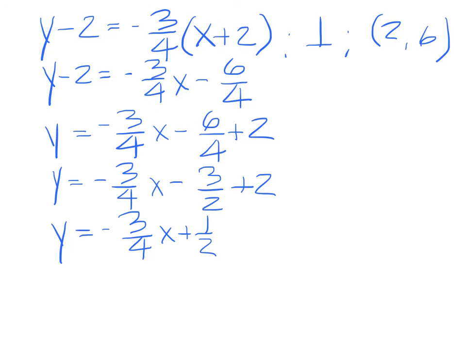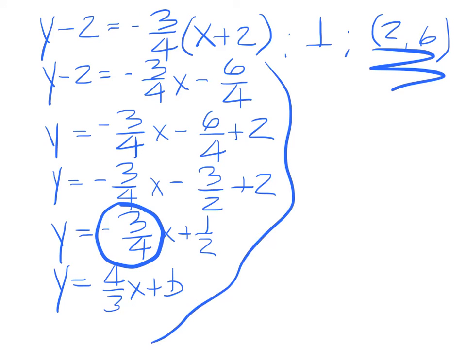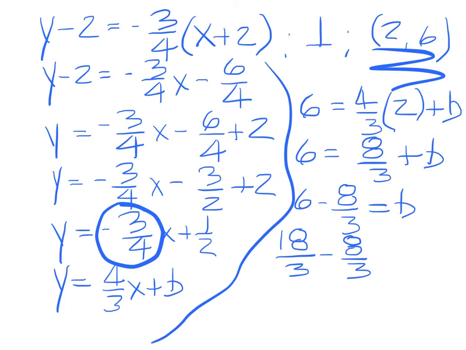So from that, I can get the negative reciprocal of this slope and come up with y equals 4/3 x plus b, and then insert this point. And I would have 6 equals 4 over 3 times 2 plus b, which is going to be 8 over 3, and then 6 minus 8 over 3 equals b. Common denominator of 3 leaves me with 10 over 3. So y equals 4/3 x plus 10 over 3.